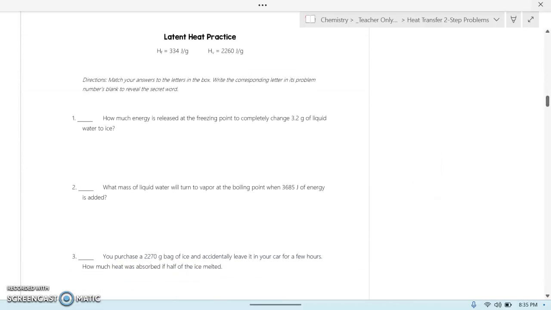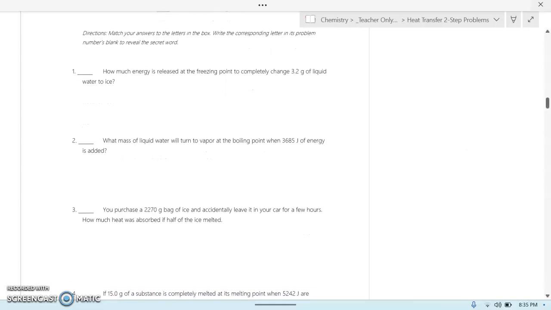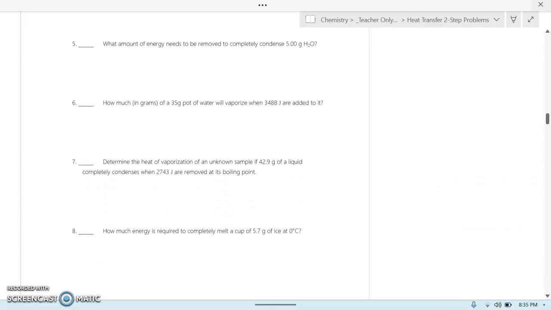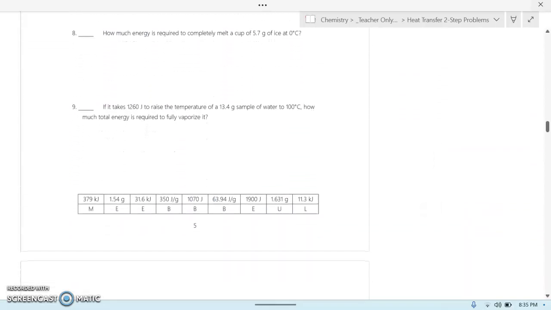So you are going to do this practice page for, again, the latent heat. Up here we've got heat of fusion and heat of vaporization provided for you, just in case you need those referenced. And then you're going to solve each of these, and the directions say match your answers to the letters in the box and then write the corresponding letter in its problem number's blanks to reveal the secret word. So you have some secret letters down here.